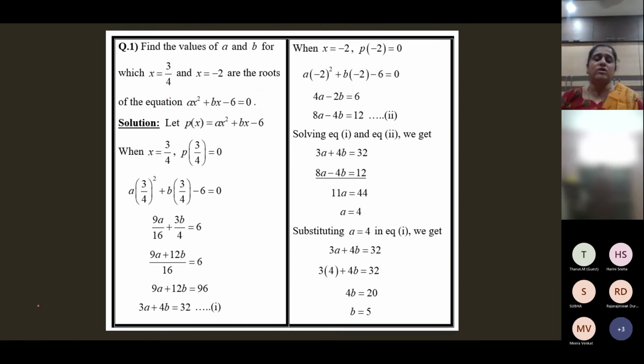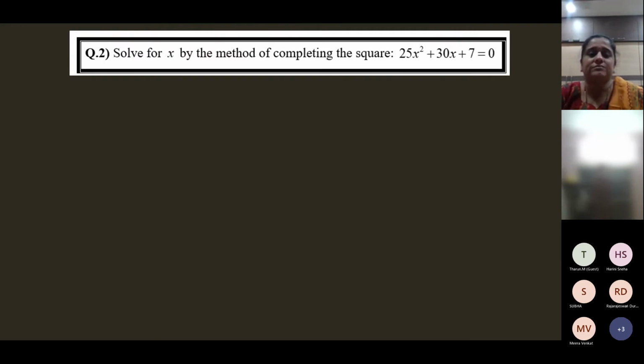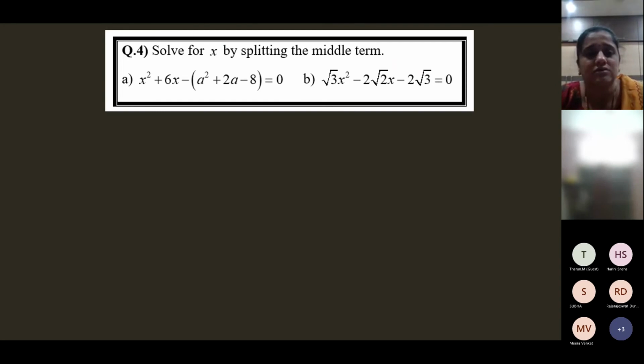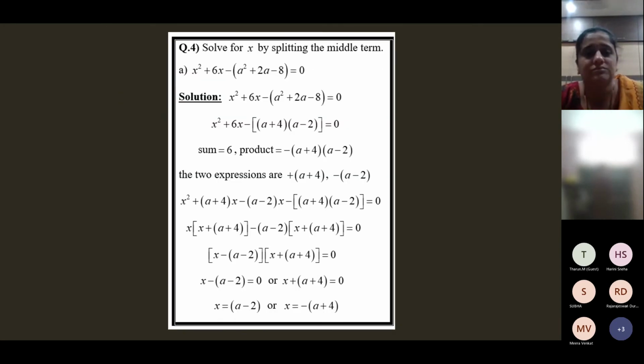You can take a picture if you want. You'll get two equations in A and B. Solve and find the values of A and B. Completing the square you don't have, so I'll leave it. This might take time, I'll do this in the next class. Splitting the middle term.